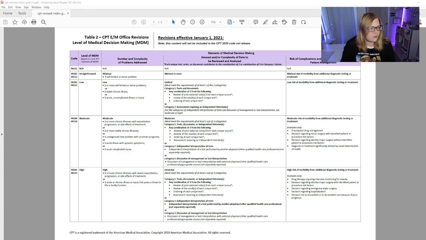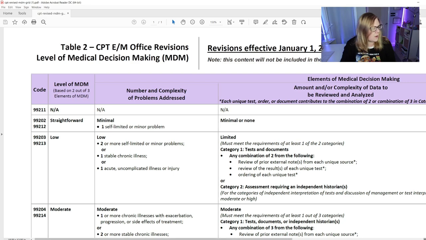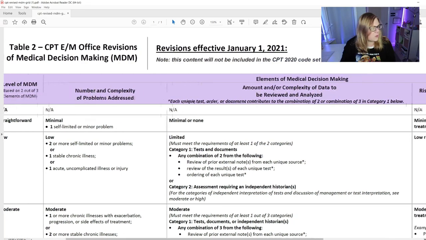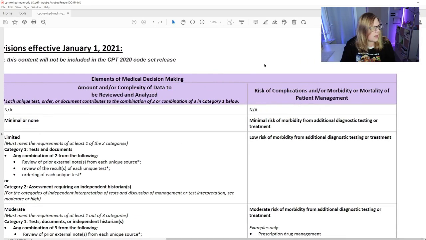So if we zoom in on our level five service, let's look at these columns first. Here we have the code, the level of medical decision making, and it says we need two out of the three elements of medical decision making. So these are our three elements. First one is number and complexity of problems addressed. Next is our amount of data or complexity of data to be reviewed and analyzed, and then our risk of complications and or morbidity or mortality of patient management.